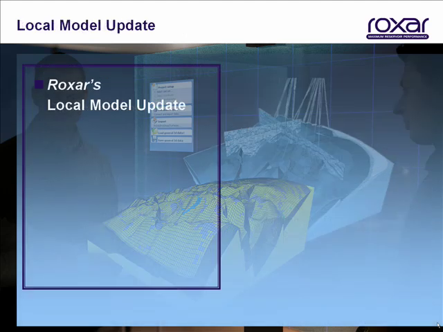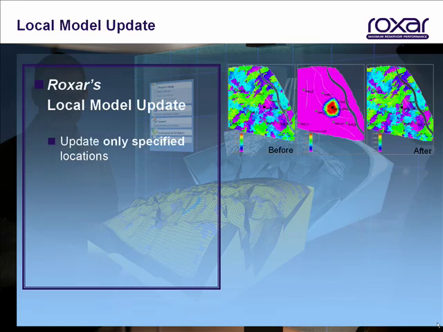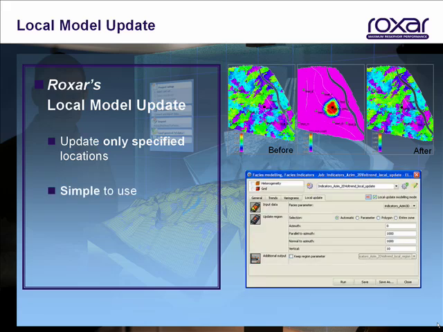Roxar has developed a methodology to update the geological model in only specified locations and based on new data or interpretations. This functionality is simple to use, and models can be updated quickly and efficiently without breaking history matching. It is therefore easier to keep your models much more up to date than was previously possible.